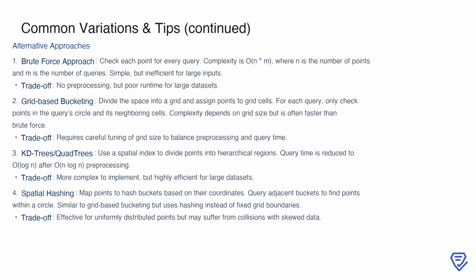KD trees or quad trees offer another advanced solution. These spatial indices divide points into hierarchical regions, reducing query time to O(log n) after an O(n log n) pre-processing step. Though efficient, they are more complex to implement. Lastly, spatial hashing maps points to buckets based on their coordinates, and you only query adjacent buckets to find points within a circle. This method works well for uniformly distributed points but may suffer from collisions if the data is skewed. Each approach has trade-offs, and the choice depends on the problem constraints and input size.